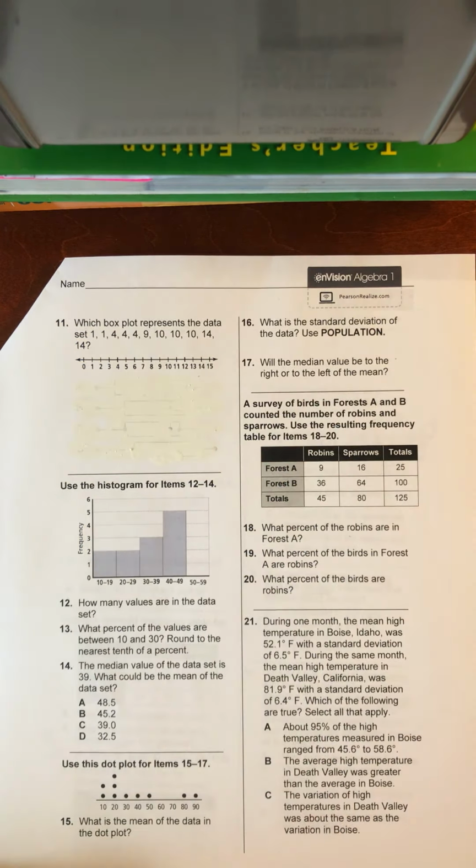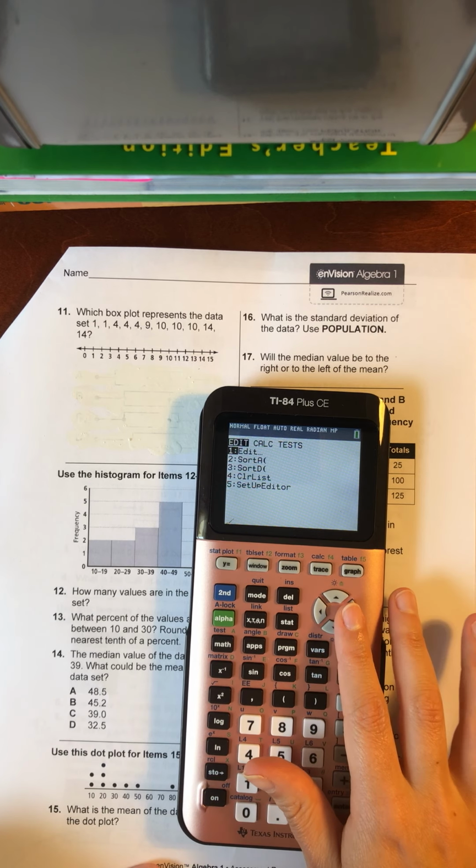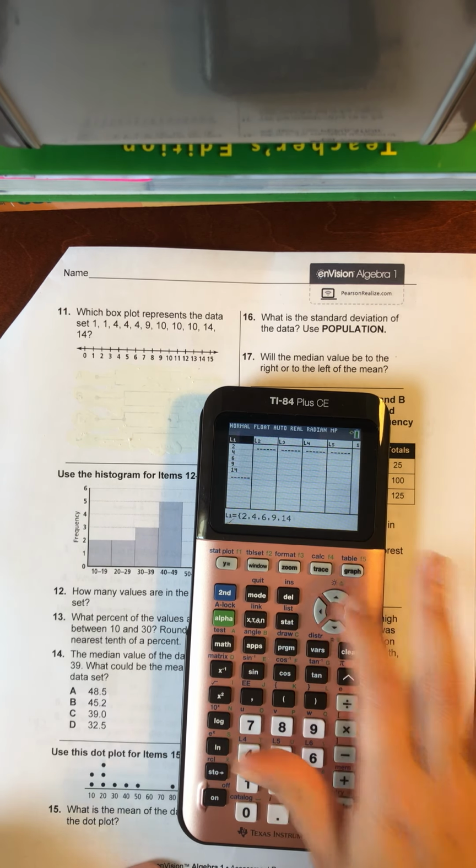Okay, which box plot represents the data set? So what you're going to do is go to Stat in your calculator. You're going to go to Edit. You're going to type in these values, so up, clear, down. So 1, 1, 4, 4, 4, 9, 10, 10, 10, 14, 14. Then you're going to press Stat, over to Calc, one-variable stats. This gives you everything you need to know.